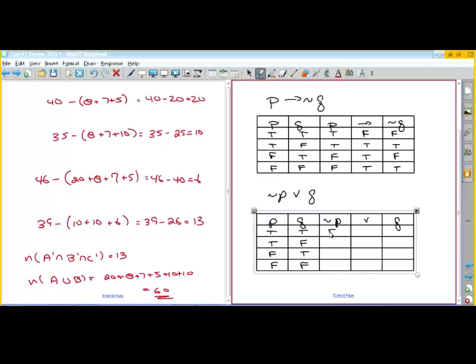Here I have the negation of P, so I take the P column and I change true, true, false, false to false, false, true, true. Q, I just copy, so I get true, false, true, false. Then I use the OR operator. The OR operator is only false if they're both false. So I only have one case where they're both false. So this is false. All the rest are true.